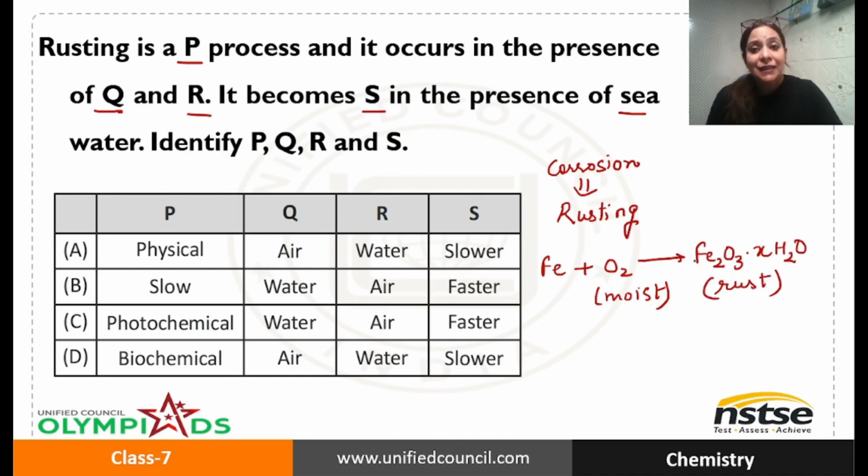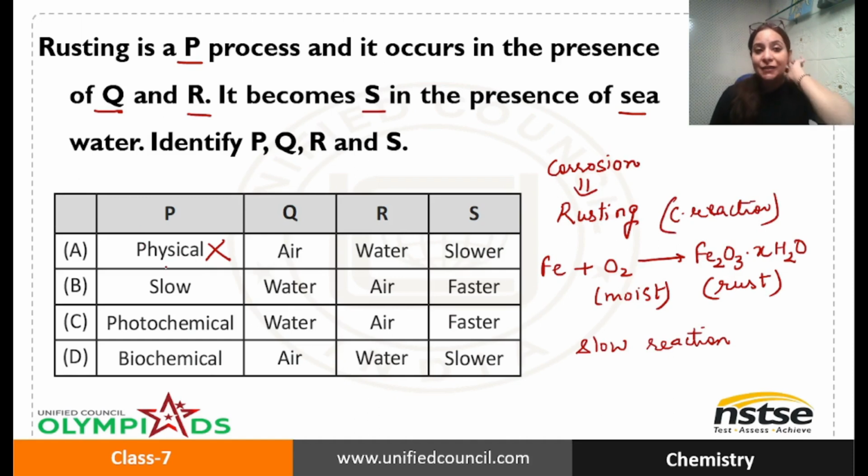Now, this reaction takes so much time to occur, maybe months or years. So we can say that this reaction is quite slow in nature. It's a slow reaction. Now here it is said that rusting is a P process. Let's look for P first. Physical, is it a physical process? No, because here chemical reaction is taking place. So it's a chemical change, not a physical change. It's not a physical process, because a physical process doesn't involve the formation of something new.